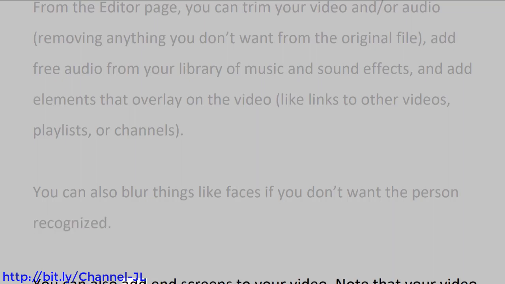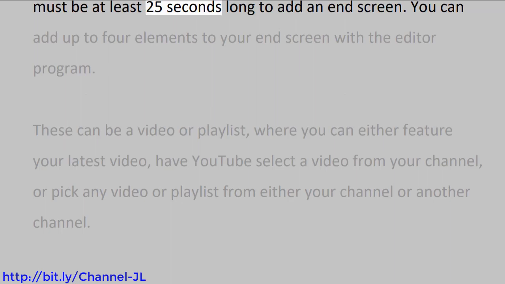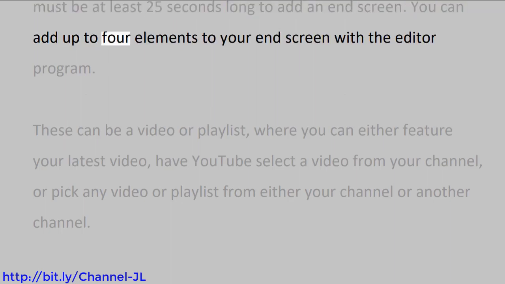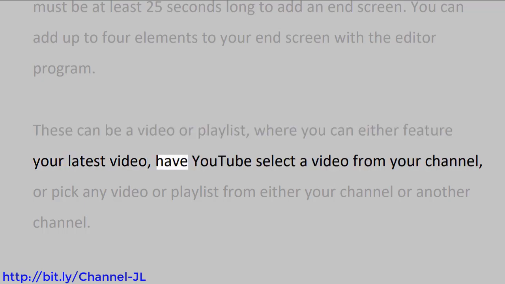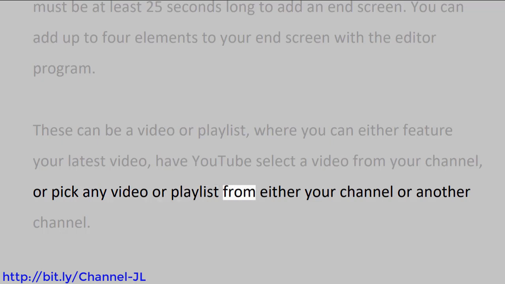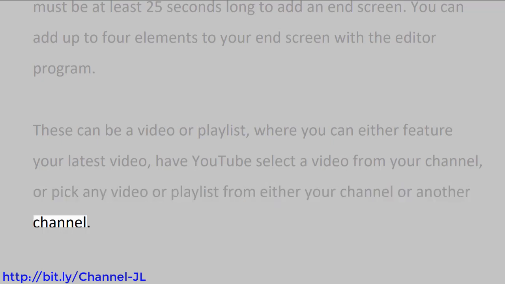You can also add end screens to your video. Note that your video must be at least 25 seconds long to add an end screen. You can add up to 4 elements to your end screen with the editor program. These can be a video or playlist, where you can either feature your latest video, have YouTube select a video from your channel, or pick any video or playlist from either your channel or another channel.